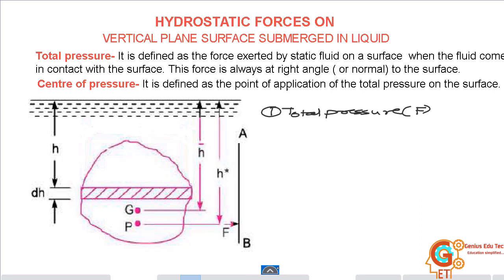To begin with the derivation, we will consider a small elemental strip on this arbitrary area. The area of this elemental strip is dA. Intensity of pressure on this small elemental area is given as P is equal to rho g h. Now the total pressure force on this elemental area is given as dF, which is equal to pressure intensity into area, that is rho g h into dA.